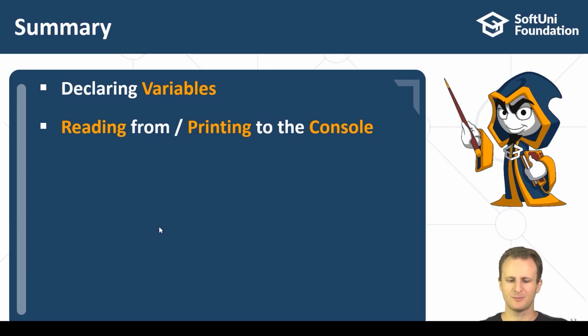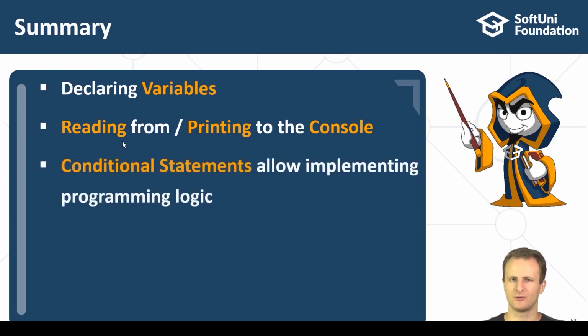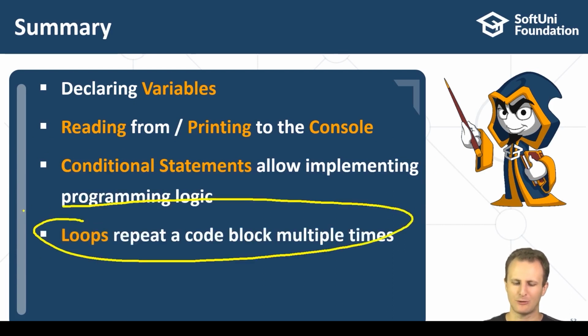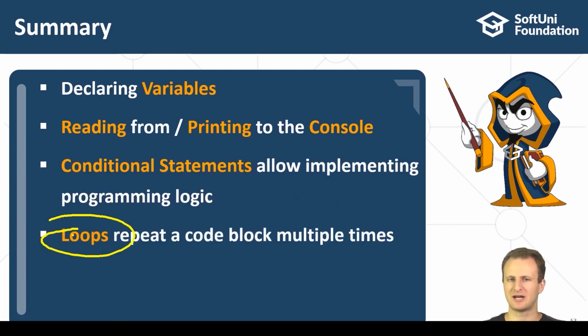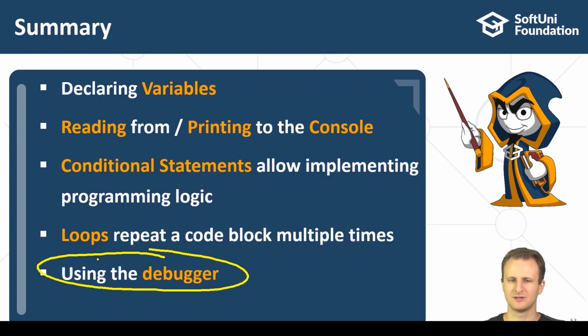So we talked about how we can declare variables, and we talked about how we can print them on the console. We talked about what the structure of a Java program is, and we talked that the entry point is always the main method. We talked about conditional statements and how we can branch program logic. We talked about how we can repeat code multiple times based on input from the console or any other calculation. And we saw how we can use the debugger.